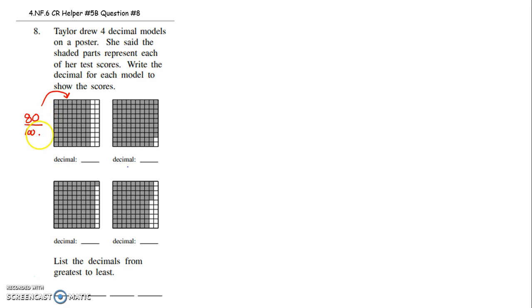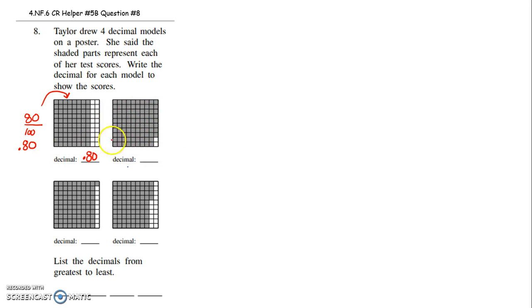So that's 80 hundredths. How could we write 80 hundredths? Write an 80 after the decimal point. This is the tenths place. That's the hundredths place. So that represents 80 hundredths. Could also write it as 8 tenths, but we're leaving it 80 hundredths for right now.